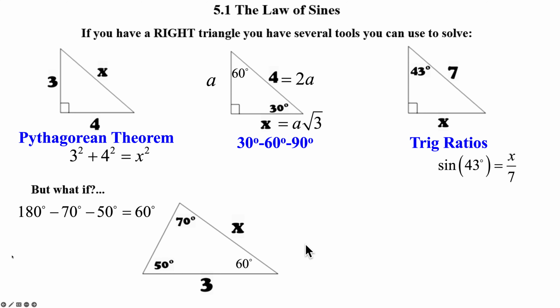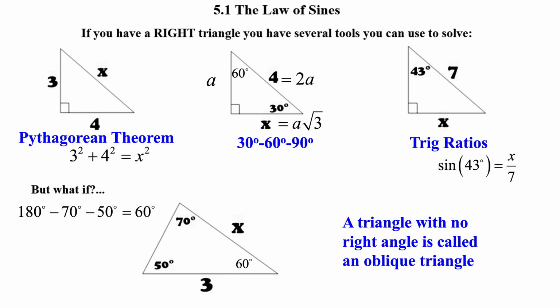What happens if we don't have a right angle? And that's what we're going to focus on in chapter 5 here. So a triangle with no right angle is called an oblique triangle. Now, oblique triangles are made up of two types of triangles based on their angles: acute triangles and obtuse triangles. That's what we're going to investigate now.